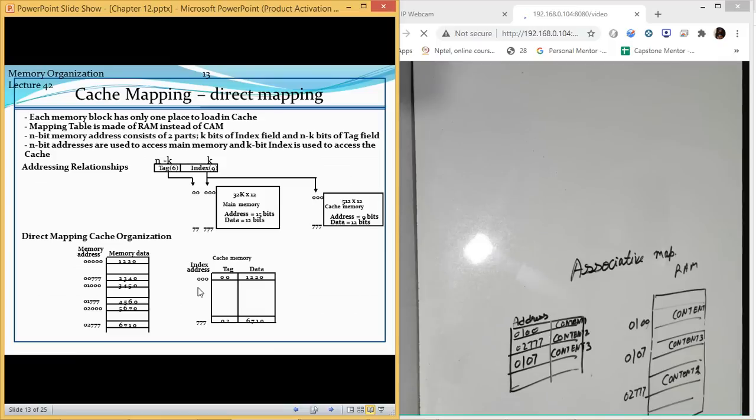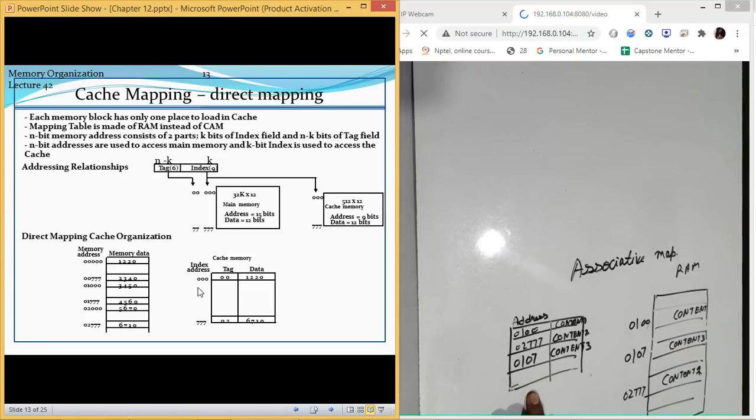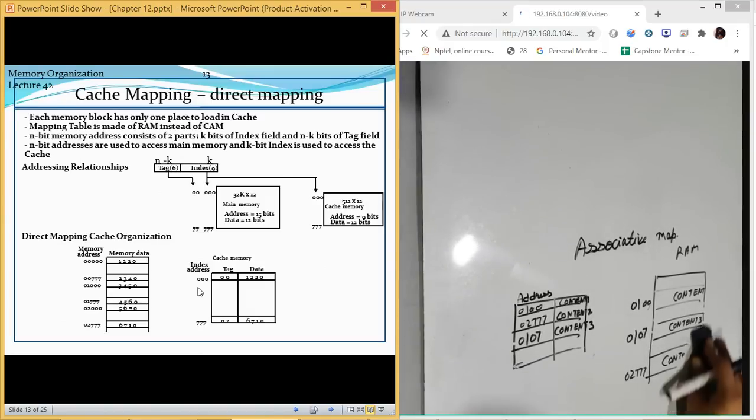Now, let us talk about cache mapping. The first type is direct mapping. In the previous case we did not have any designated space for any type of address. But now we are going to have a designated space to store a particular address. Now let us discuss this.